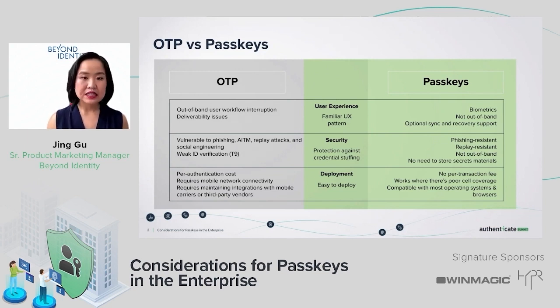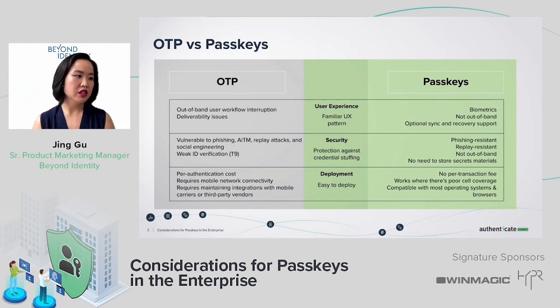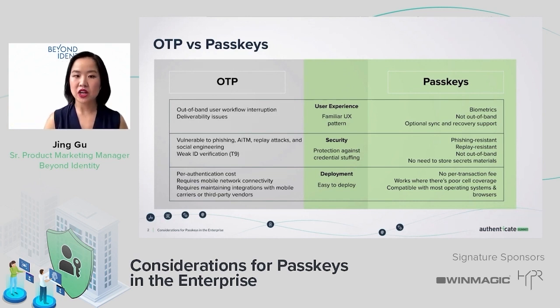And last but not least, both are actually fairly easy to deploy. But notably, with one-time passcodes, organizations have to take on a per authentication cost in order to send it out via SMS. And that cost can actually be quite high or prohibitive even in certain scenarios when you have a really big organization or an organization with many applications that you might want to protect with multi-factor authentication. So that really can stack up as an operating cost for your security program. Passkeys do not have that per transaction cost.